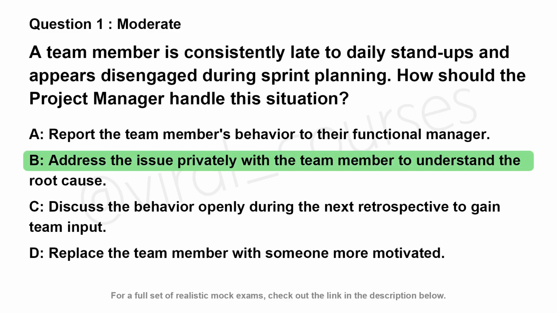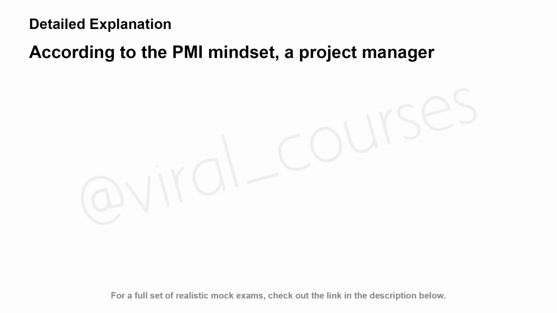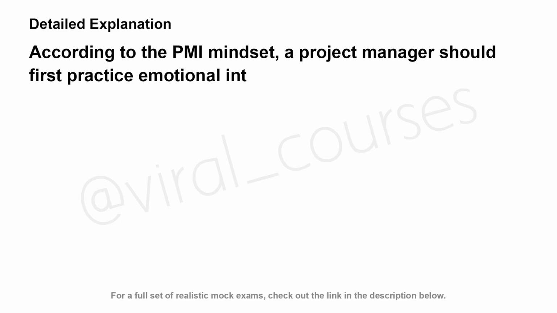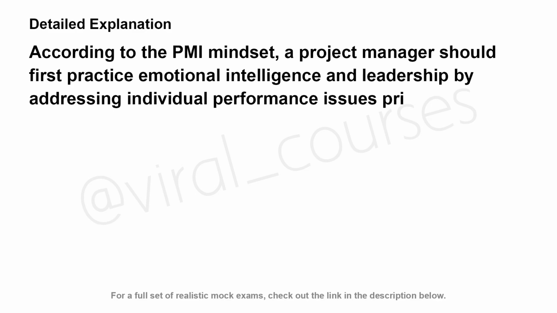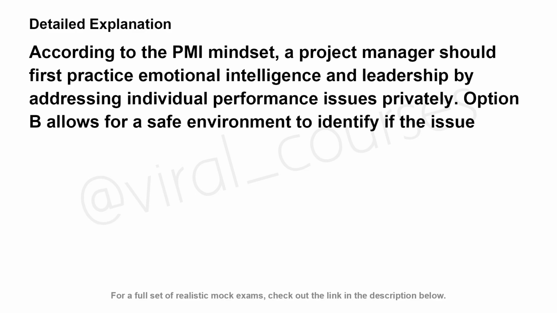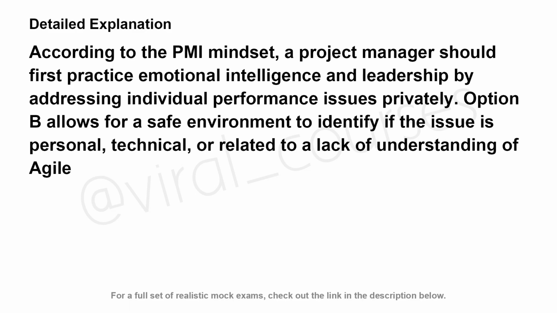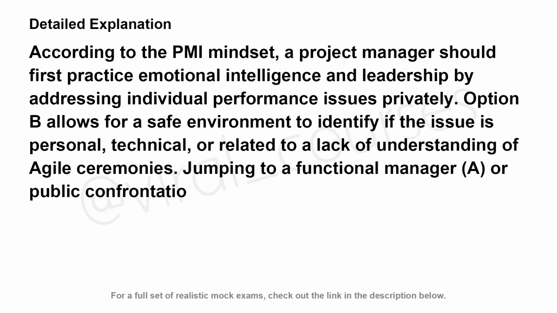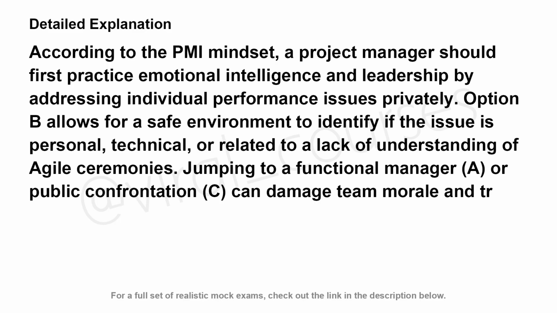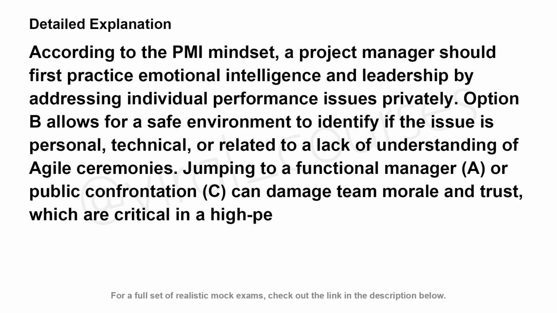The correct answer is B. According to the PMI mindset, a project manager should first practice emotional intelligence and leadership by addressing individual performance issues privately. Option B allows for a safe environment to identify if the issue is personal, technical, or related to a lack of understanding of Agile ceremonies. Jumping to a functional manager, A, or public confrontation, C, can damage team morale and trust, which are critical in a high-performing team environment.